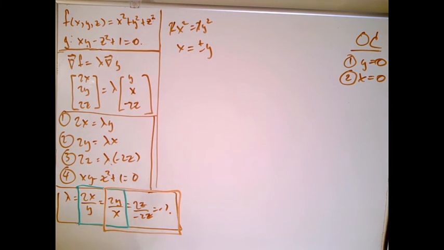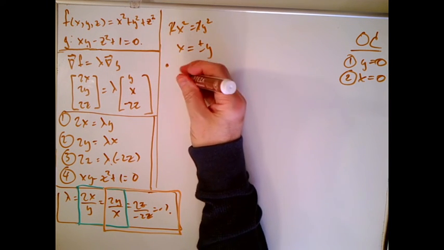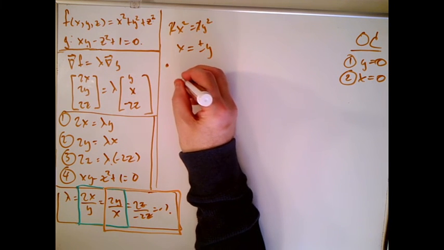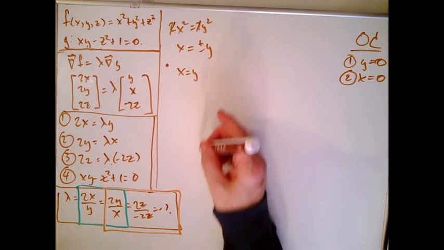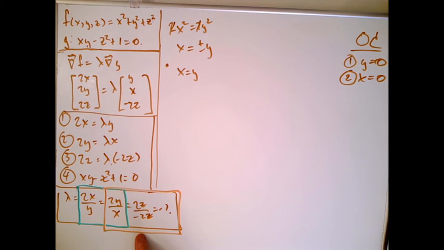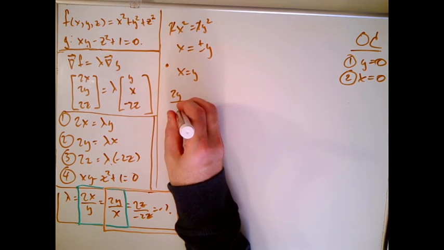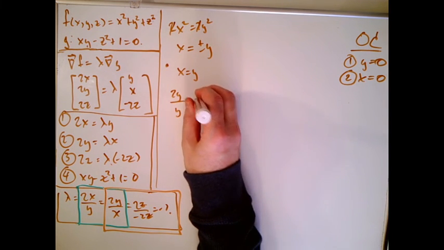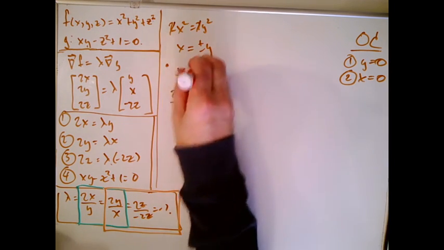And I'm going to have to actually break this up into little cases. Case number 1, what happens if x equals y? I mean, I know x equals plus or minus y. What happens if x equals y? Well, I'm going to come down to this equation down here. If x equals y, I'm going to get 2y over y, which is obviously 2, but it's supposed to be equal to minus 1. Okay, that means x equals y can't happen. Right? 2 can't be minus 1.